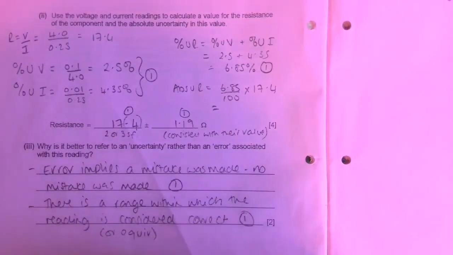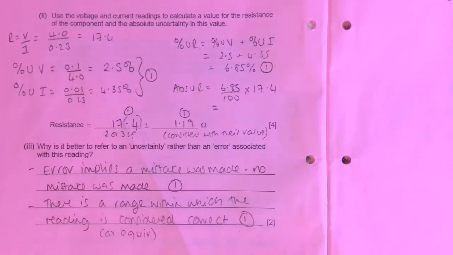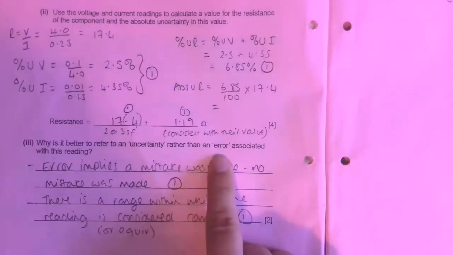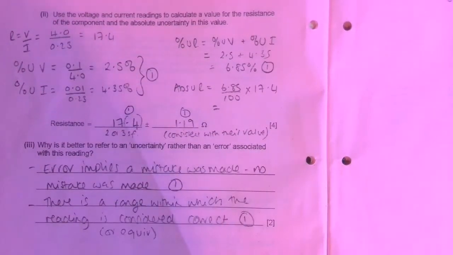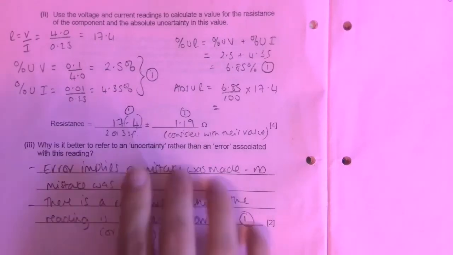Right, let me see, part 3. Why is it better to refer to an uncertainty rather than an error associated with this reading? I would say this is a very common mistake. I'm guilty of it. A lot of people are guilty of it. We talk about percentage errors all the time, but really we shouldn't. It should be uncertainties. And this is the reason.